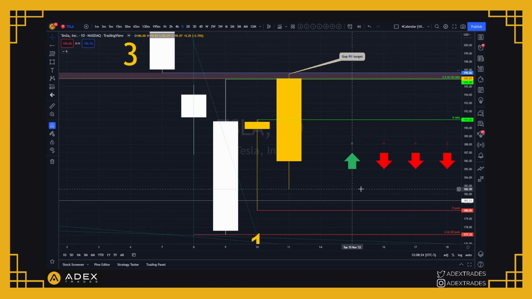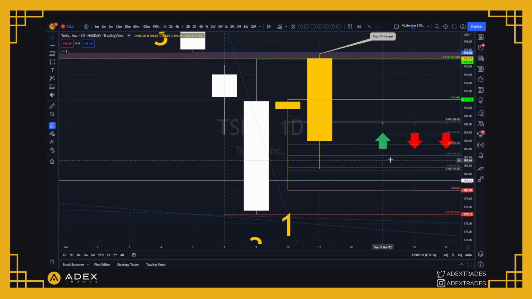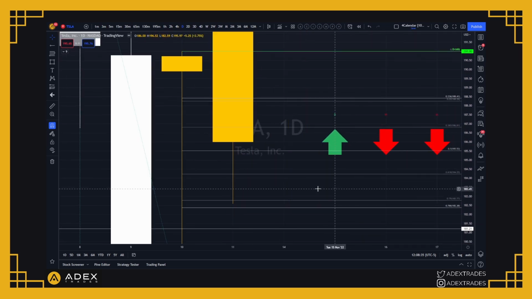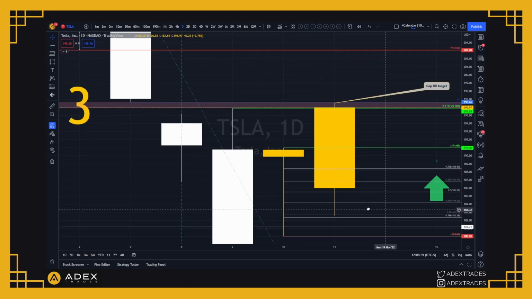And if you draw your bars on the end bar, we would have held a 0.6. Yep, you're right. 0.6 fib demand.